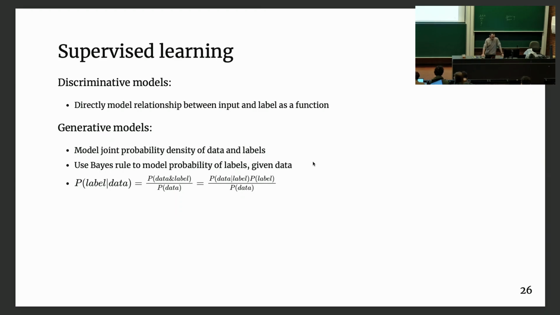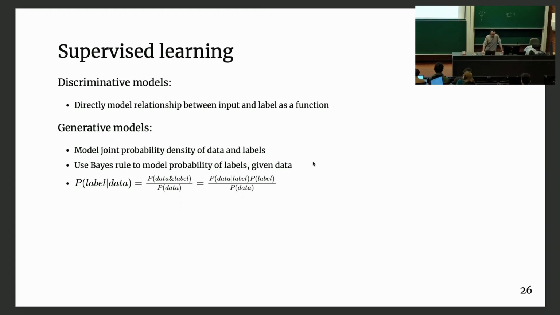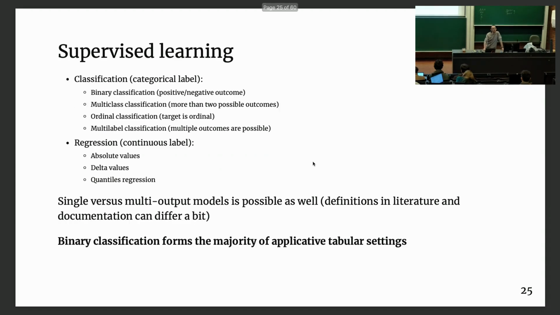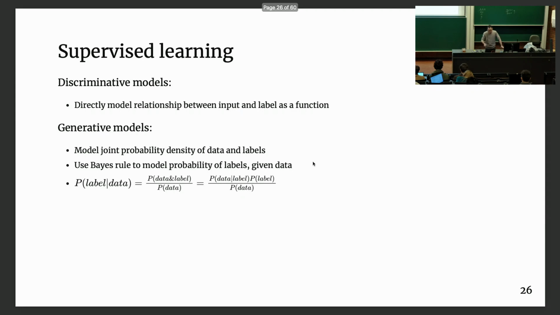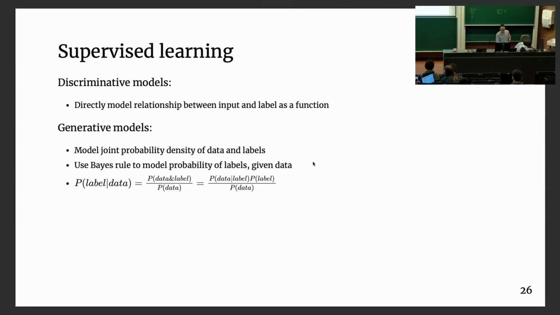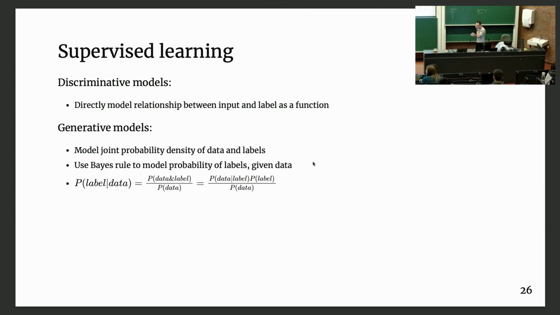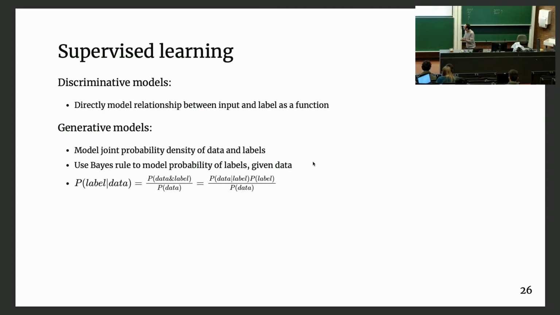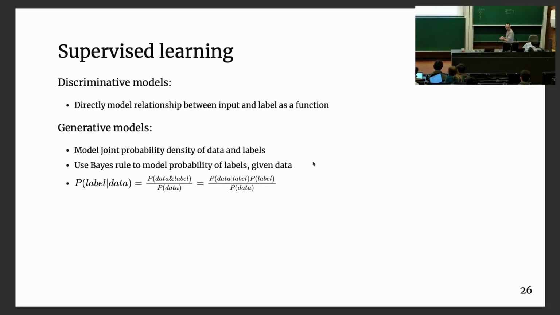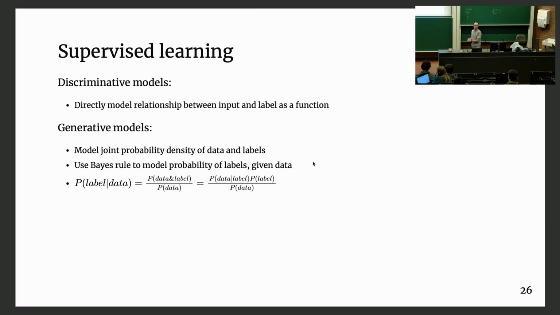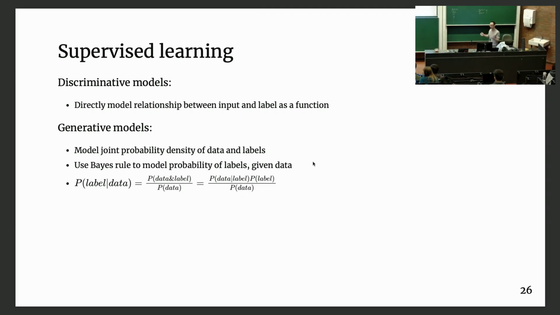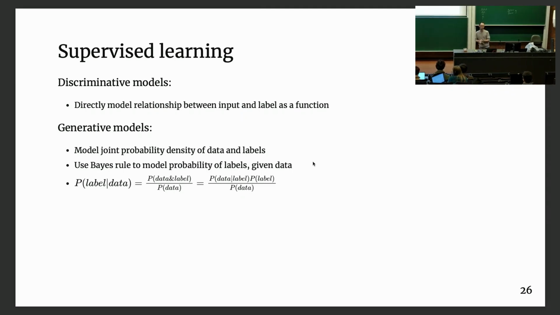What are other ways we could split up supervised learning? This is the main way people do it. If you read tutorials, they will say you have classification and you have regression. Some will say another way to split them up is to say you have discriminative models and generative models. Discriminative models try to directly model the relationship between your input and your label. They're trying to find the best decision boundary that, in the case of binary classification, can separate the positive and the negative cases.